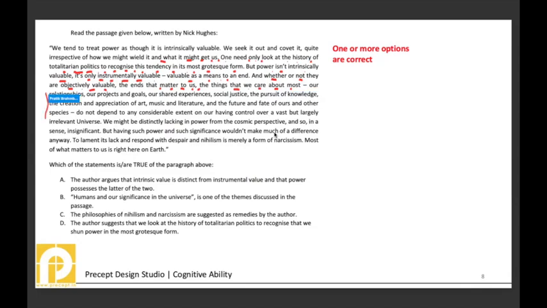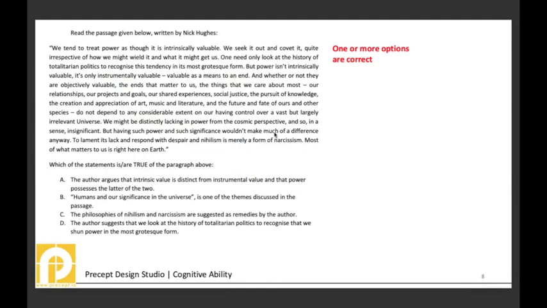I'm not reading all of this, but all of these do not depend to any considerable extent on our having control over vast but valuable irrelevant universe. We might be distinctively lacking in power from a cosmic perspective and so in a sense insignificant. But having such power, such significance would not make much of a difference anyway. To lament this lack and respond with despair and nihilism is merely a form of narcissism. Most of what matters to us is right here on earth. Based on this paragraph, we have to identify which of these statements is or are true. One or more options are correct.